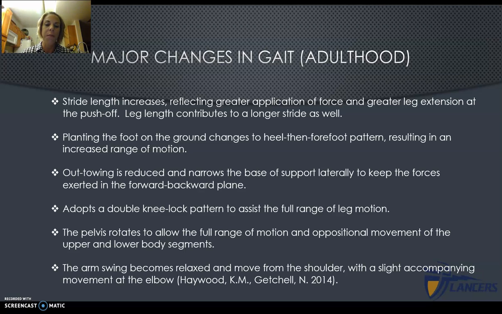The adult also adopts a double knee lock pattern to assist the full range of leg motion. The pelvis rotates to allow a full range of motion and oppositional movement of the upper and lower body segments. And then the arm swings become relaxed and move from the shoulder with a slight accompanying movement at the elbow.